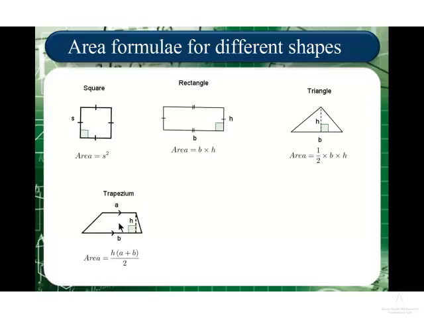Trapezium, obviously defined by two sides being parallel. We have that the area of such a shape is given by the average length of the two parallel sides, that's a plus b divided by 2, multiplied with the distance between the two parallel lines. That gives us the vertical distance between the two parallel lines as indicated. So the area of a trapezium then will be the distance between the parallel lines multiplied by the average of the lengths.